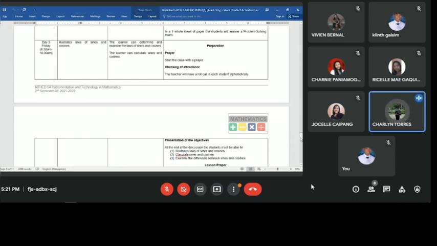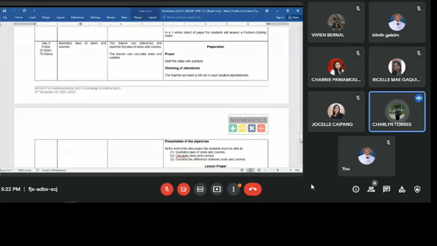For the daily procedures, the class will start with a prayer, then checking the attendance. For the objectives, at the end of the discussion, the students must be able to illustrate the laws of sines and cosines, calculate sines and cosines, and examine the difference between sines and cosines.